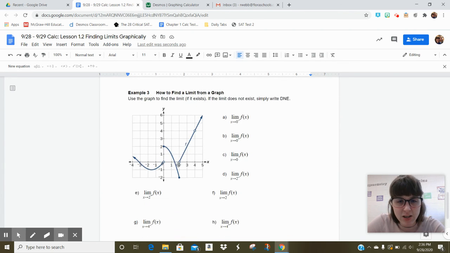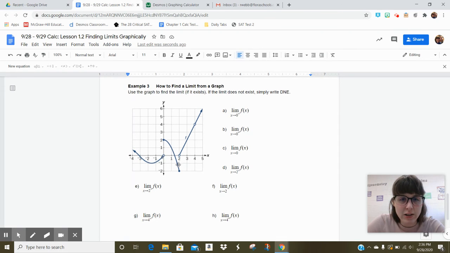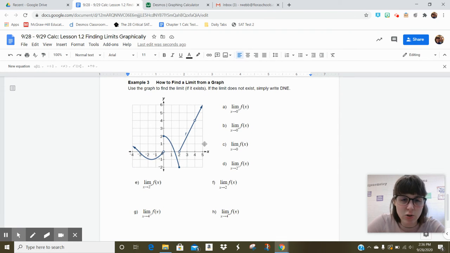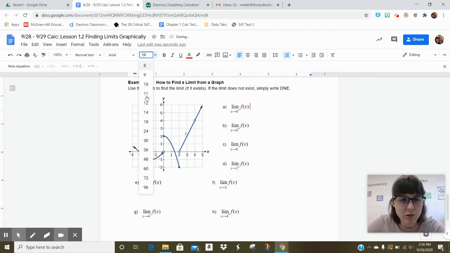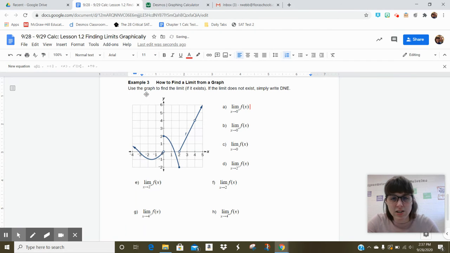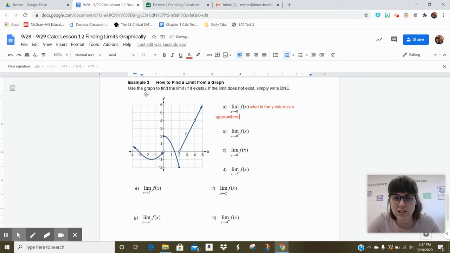Now, on example 3, we're going to find limits from a graph. So this whole picture here is a function. It's a piecewise function. It's broken up into different pieces, and I'm going to tell you what each of these notations mean. Okay? So the first one, I'm going to type for you here what it means. This means what is the y value as x approaches 0 from the left.